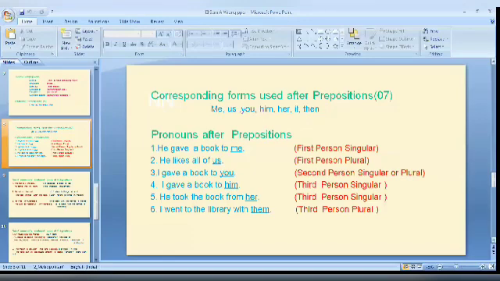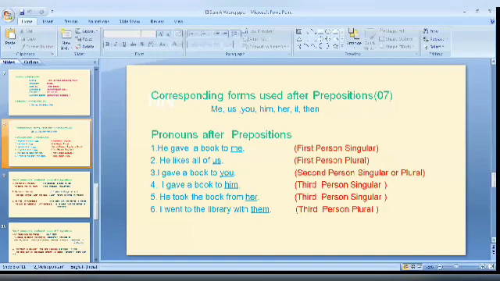I gave a book to him. Here the corresponding form him is third person singular, and we are using the preposition to. The next sentence is: he took the book from her. So here the corresponding form is her, which is third person singular, and before that form we are using the preposition from.